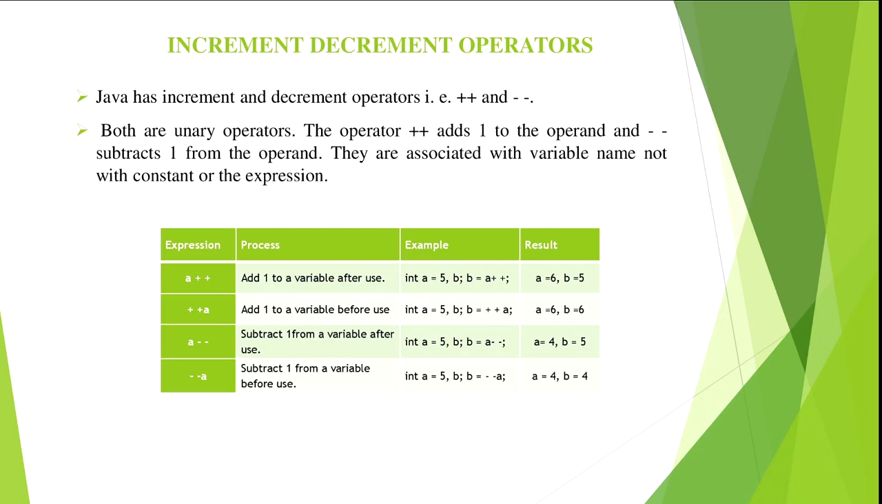Then pre-decrement means it subtracts 1 from a variable before the use. B equal to minus minus a means it first subtracts 1 from a and therefore the value of a becomes 4 and it assigns to the variable b and therefore the value of b equal to 4.